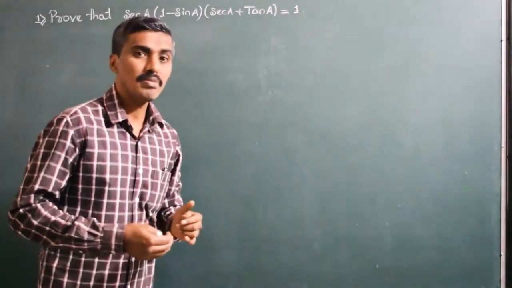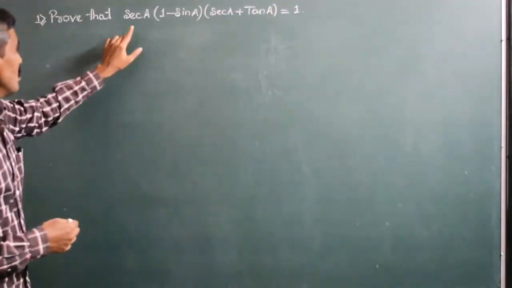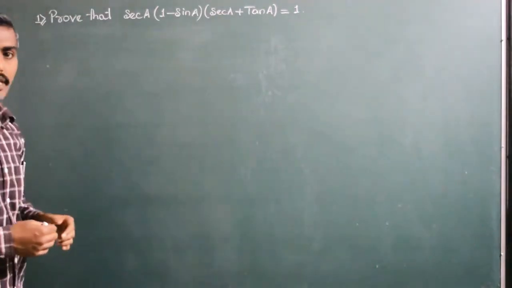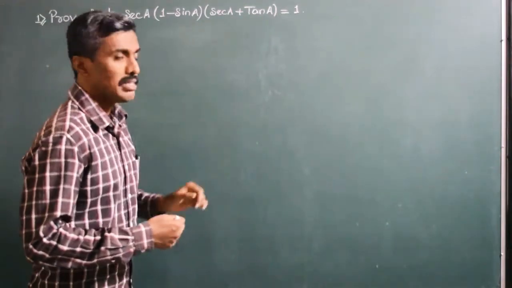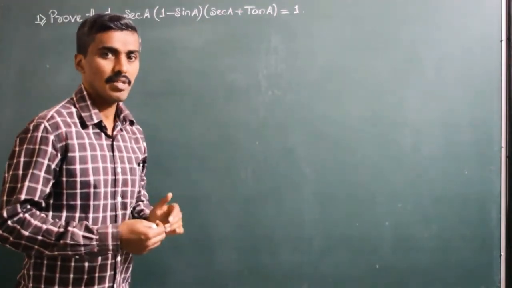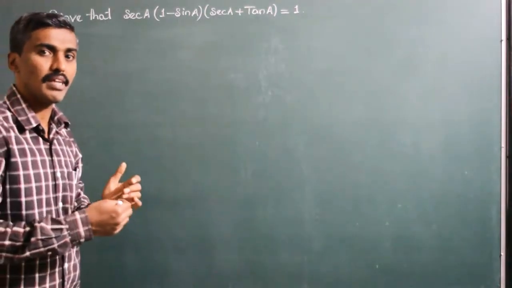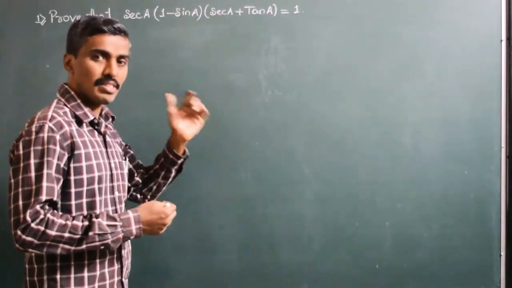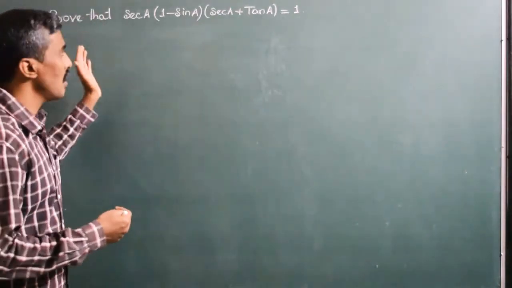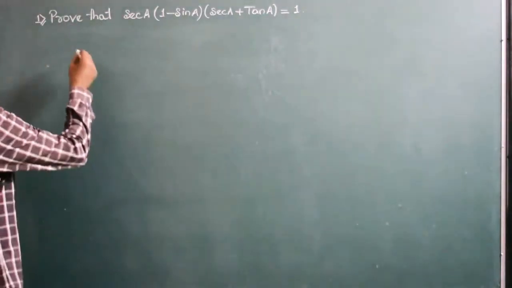So which of the terms can we express in fraction form? Here secant a can be written as 1 by cos a. Then tan a can be written as sin a by cos a. So in both cases we will get denominator as cos a. So we'll start the first step by expressing secant and tan in the form of fraction. Okay, so we'll start with LHS.